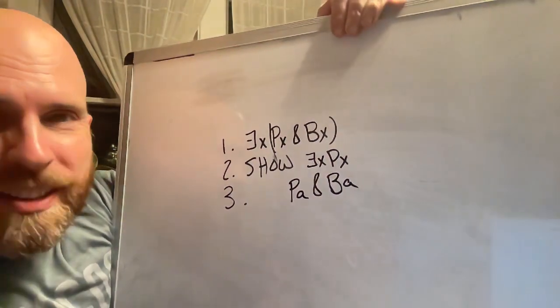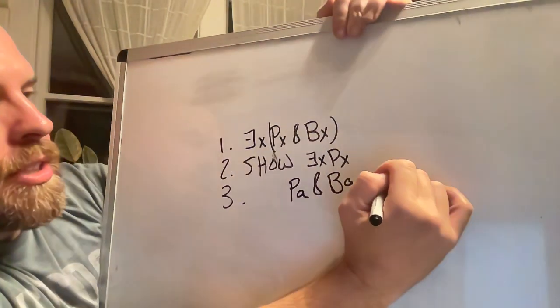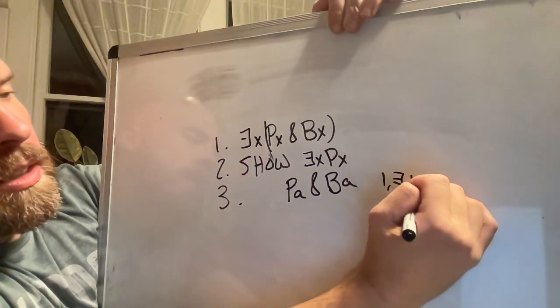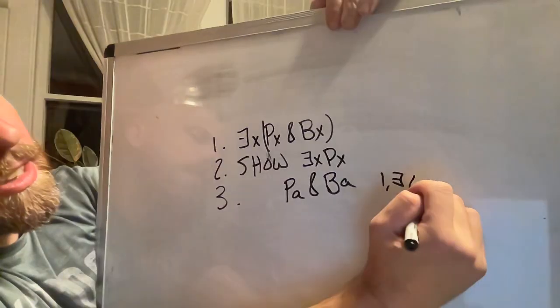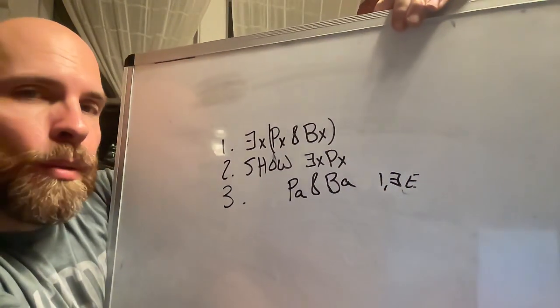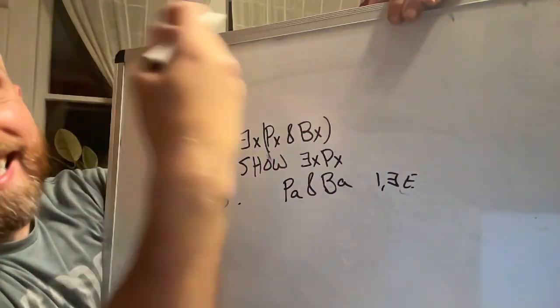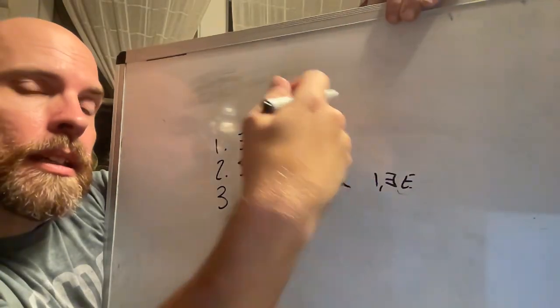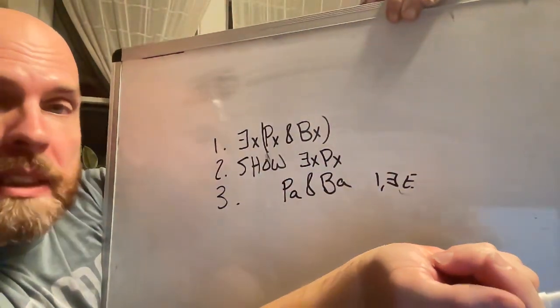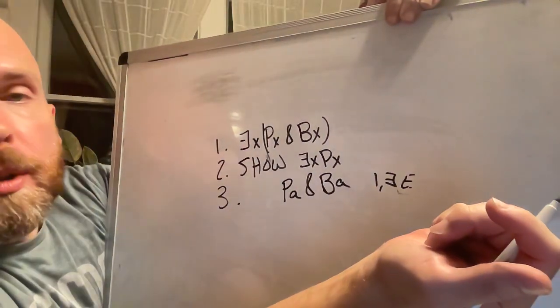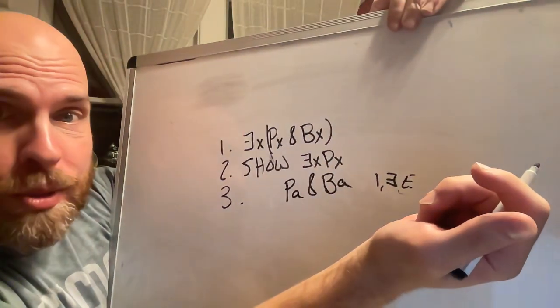Now, why can I do that? Why can I instantiate using existential elimination on line 1? Why can I instantiate to A? Well, check it. A has not appeared in a previous line of the proof. At no point do you see A up here. I don't know anything about A as far as this proof is concerned.